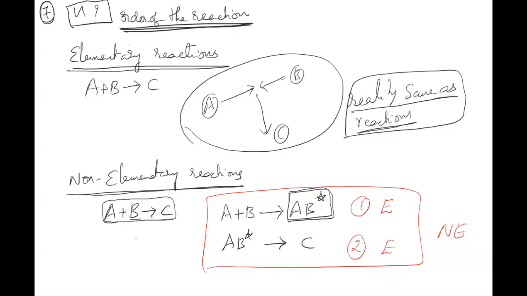But a non-elementary reaction is where you write the reaction as A plus B gives C, but in reality A plus B gives AB star, and AB star gives C. These two steps are elementary, but combinedly it is a non-elementary reaction. Clear? So that is what a non-elementary reaction is, and that is what an elementary reaction is. Most of the reactions are non-elementary reactions.